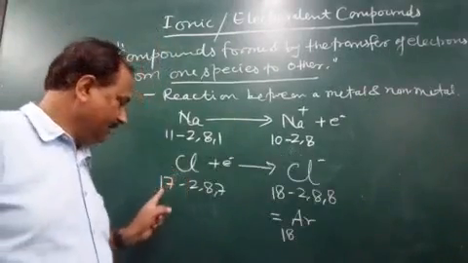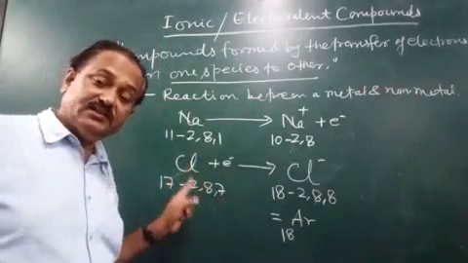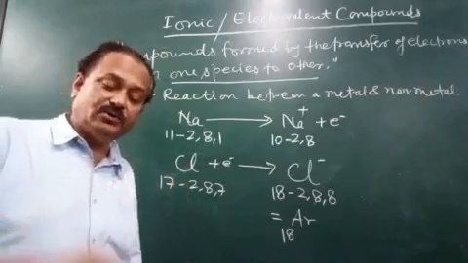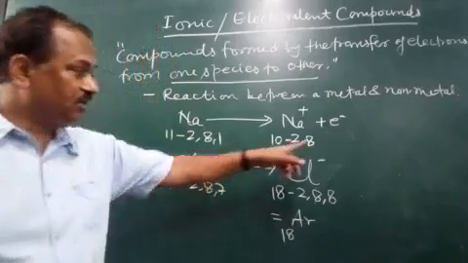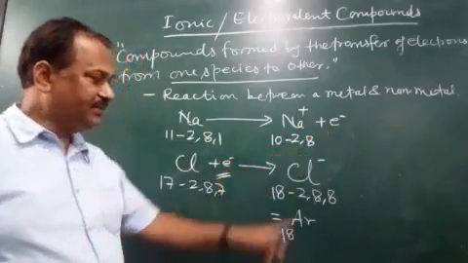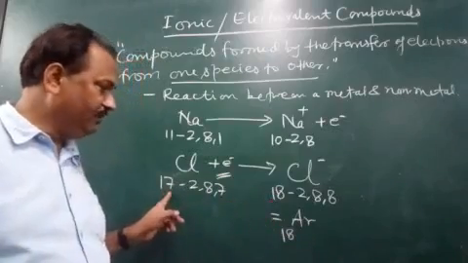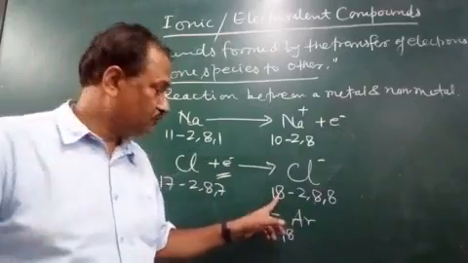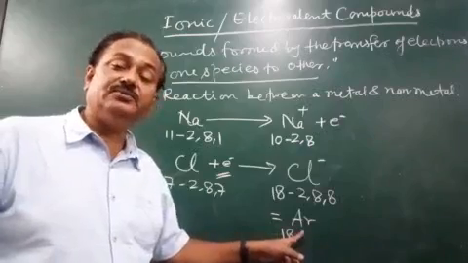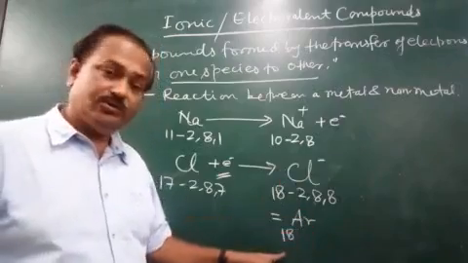Chlorine atom has atomic number 17 and electronic configuration 2, 8, 7. Chlorine is a non-metal. Non-metals have a tendency to gain electrons and become stable. So the electron lost by sodium will be gained by this chlorine, and there is formation of the chloride ion. Here the number of electrons will increase by 1, so it will become 18. It will be 2, 8, 8, so the electronic configuration of the chloride ion will become equal to argon.